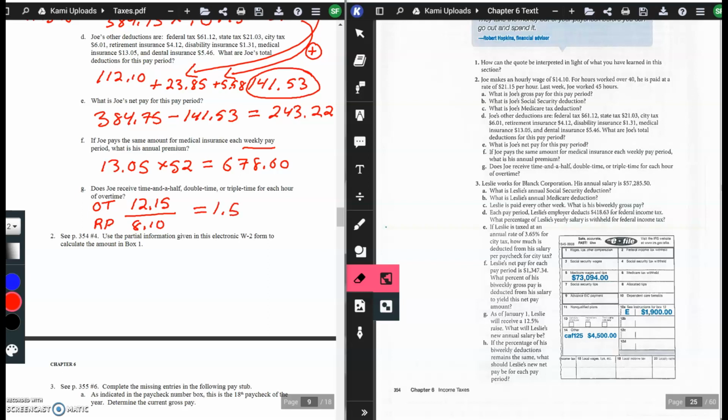So that means he earns time and a half. 1.5 is time and a half. 1 would be regular time. 1.5 is time and a half. 2.0 would be double time. 3.0 would be triple time.